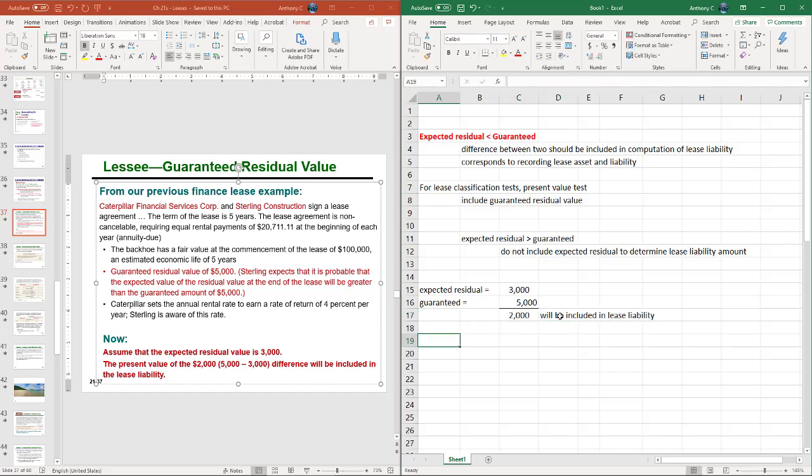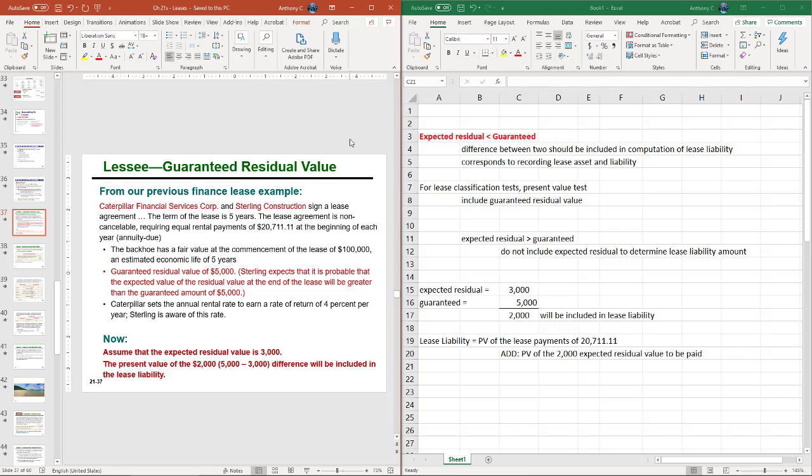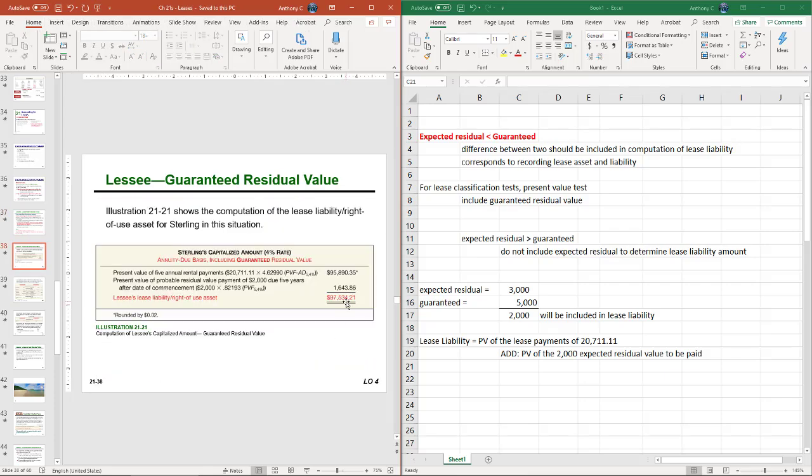To figure out the amount of the lease liability, we would take the present value of the lease payments here. Again, our lease payment in this example was $20,711. And then to that, we're going to add the present value of the $2,000 we'll have to pay. If we went through those calculations, we'd get roughly 97,534.